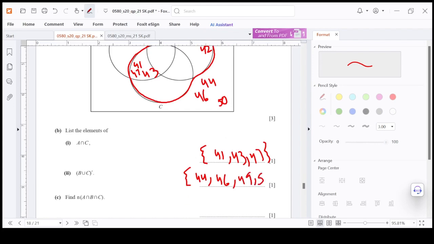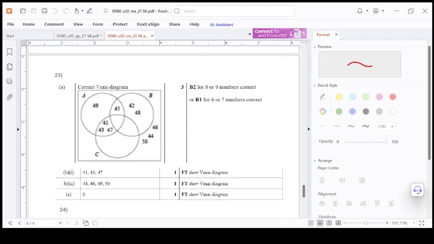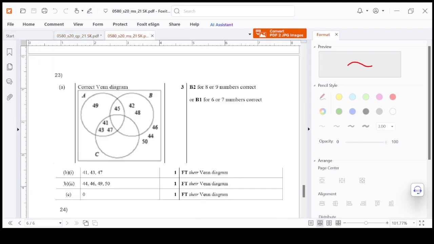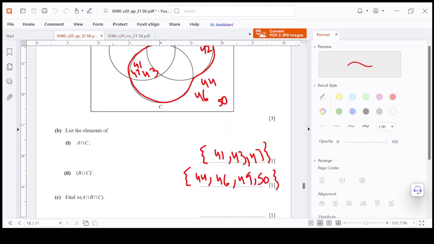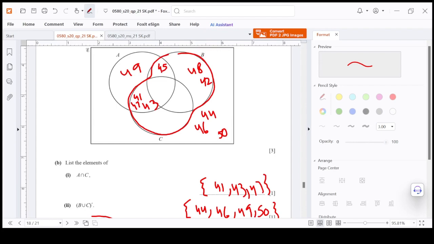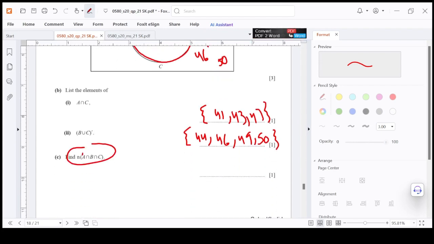Let me check the answer as well. 44, 46, 49. Okay, they did not write it as a set. That means writing it as a set is not a compulsion, because they did not mention write the set A intersection B. They just said write the elements of A intersection B. So those curly brackets outside are not a compulsion. Okay, find the number of elements in A intersection B intersection C. That is this region. There is nothing here. So that's going to be 0 elements.